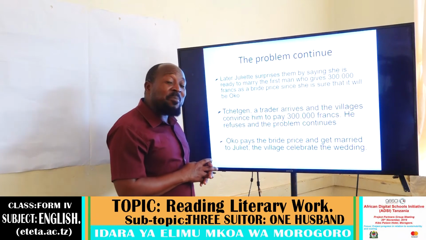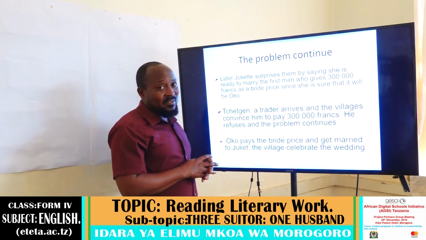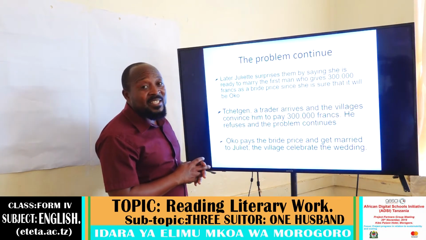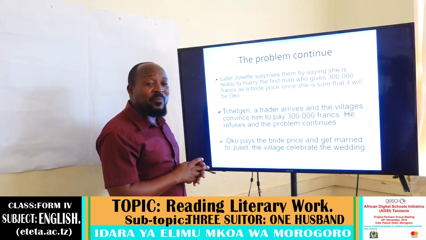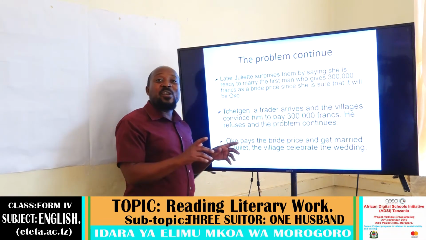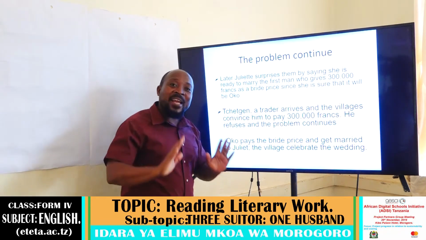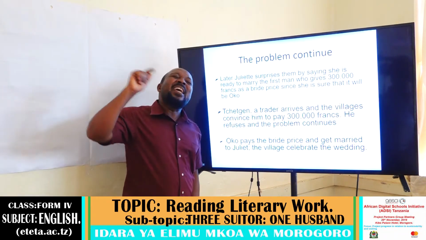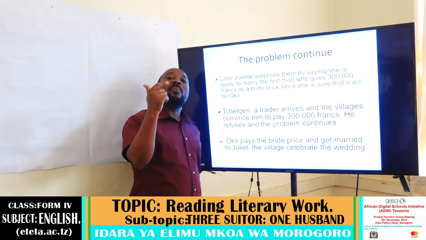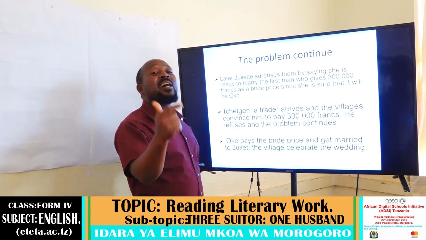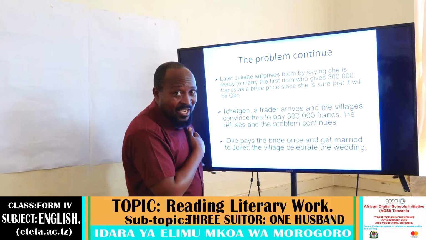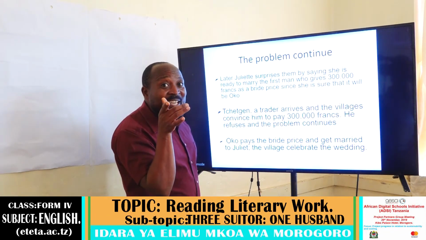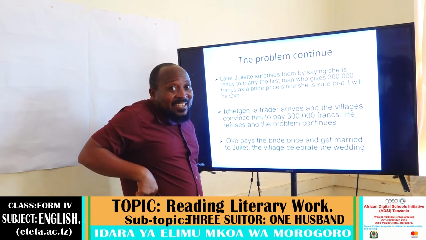In a very big surprise, Juliet brings in a solution. And how does she solve the problem? She goes to the father and says, okay, I'm ready to get married. But I will get married to the first man who manages to pay 300,000 francs. And I hope you know why she said so.